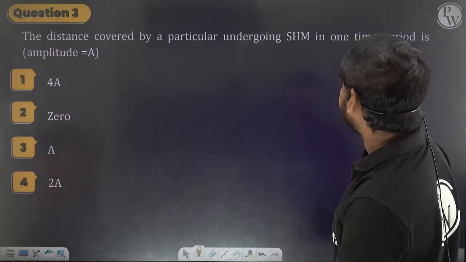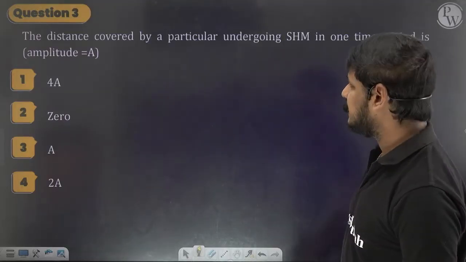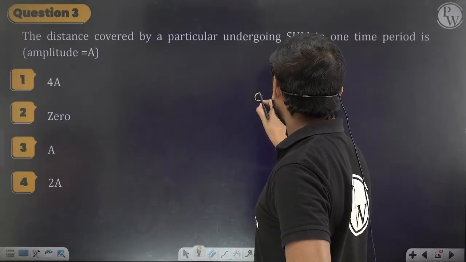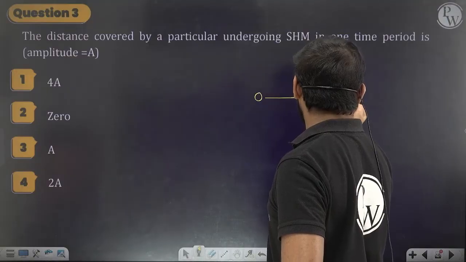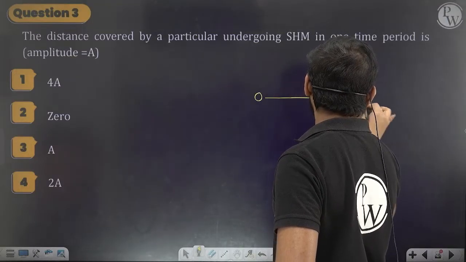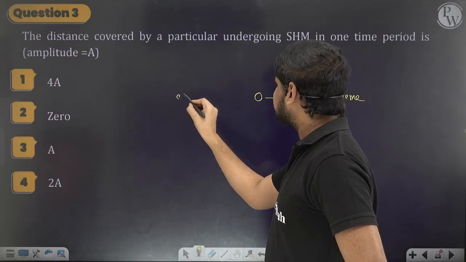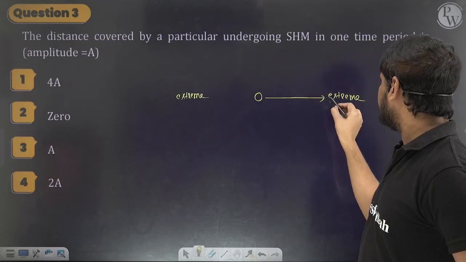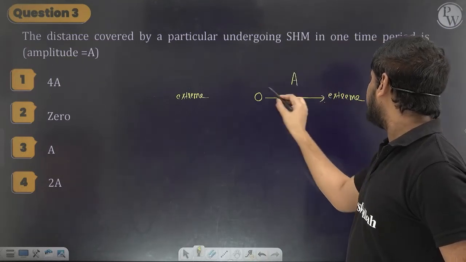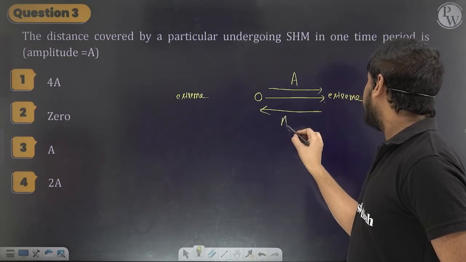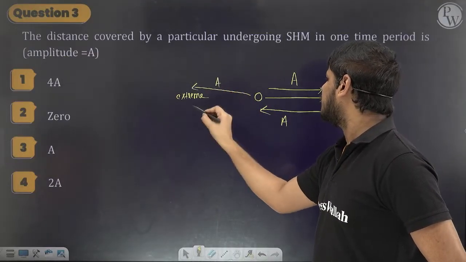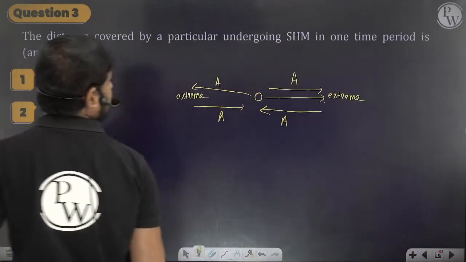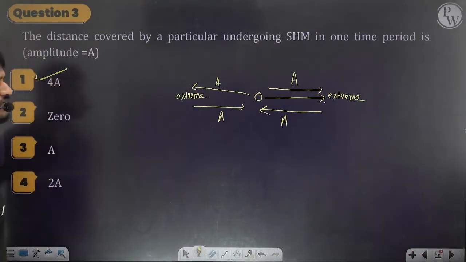The distance covered by a particle undergoing S.H.M. in one time period is? So in one time period, how much distance does it cover? One time period means from the mean position to the extreme position, and then from the extreme to the mean again, from the mean to the left extreme, and from the left extreme to the mean position again. From here to here is a, and again from here to here a, and from here to here a, and again from here to here a. So the total distance covered in one complete time period is 4a. That's it, the simple question.